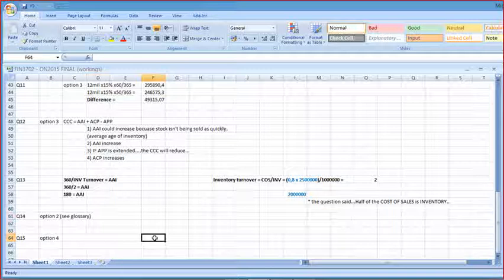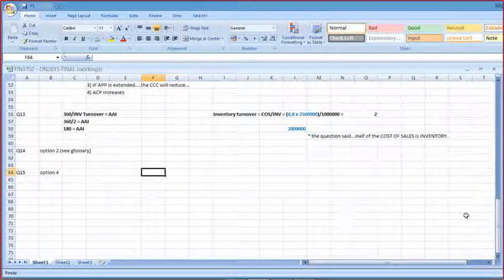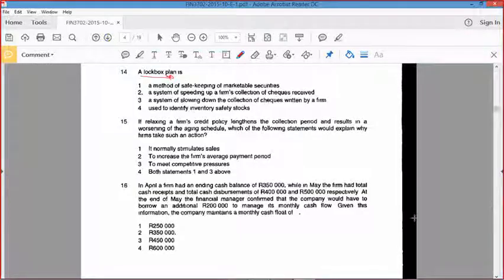Right, so question 14's option was 2, just see the glossary, and then question 15 was 4. That was looking at relaxing the firm's credit policy. Both statements 1 and 3 are correct. If we relax the credit policy, do we make it easier or more difficult to take out credit? Easier. We make it easier. So it's going to stimulate sales, but it's going to create competitive pressure.